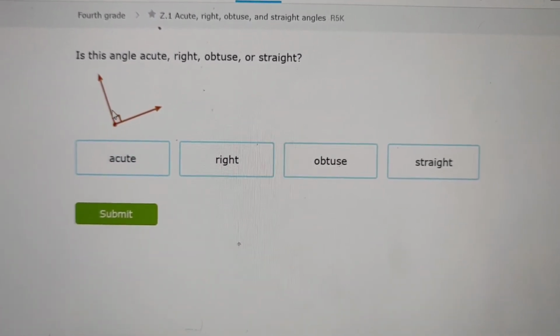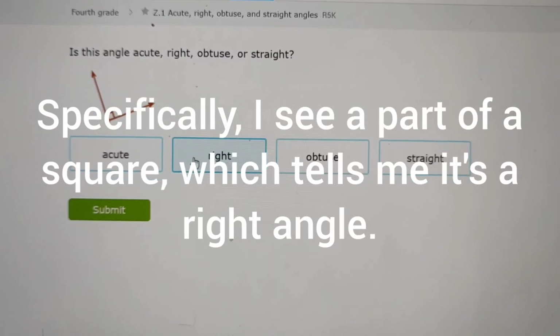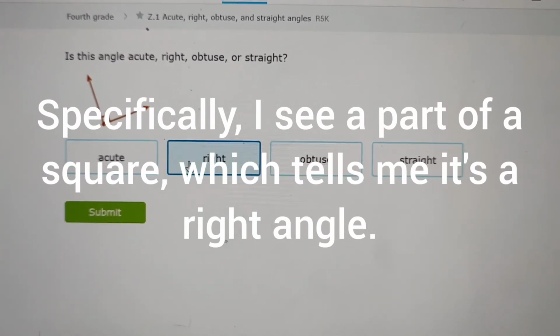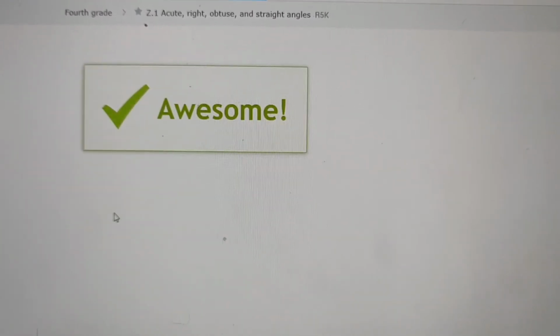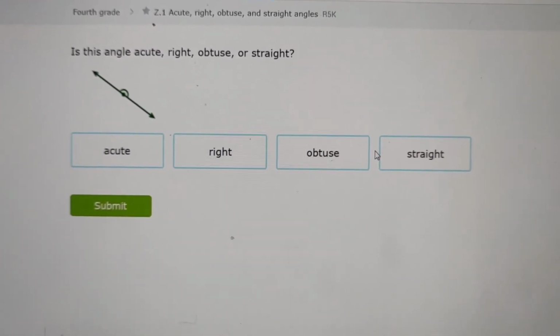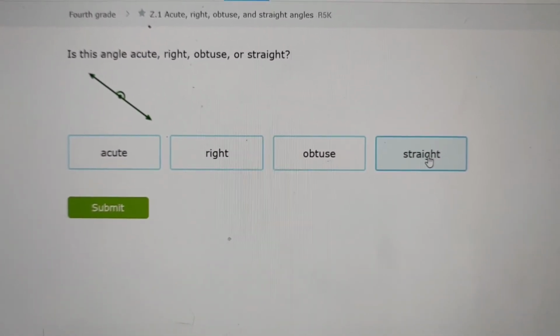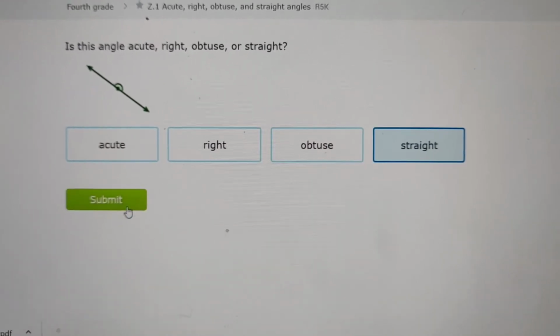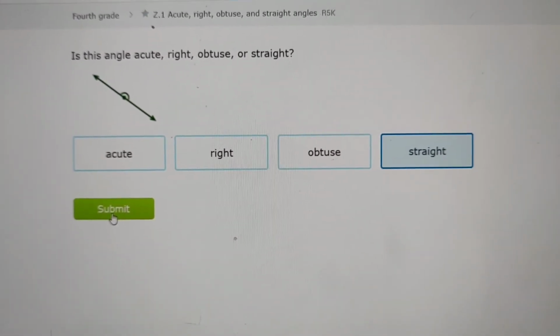Ooh, I see a little symbol there. That tells me this one's equal to 90 degrees and it's a right angle. That one's a straight line. That's the straight angle that we're really not focusing on that much, but it's on IXL. 180 degrees.